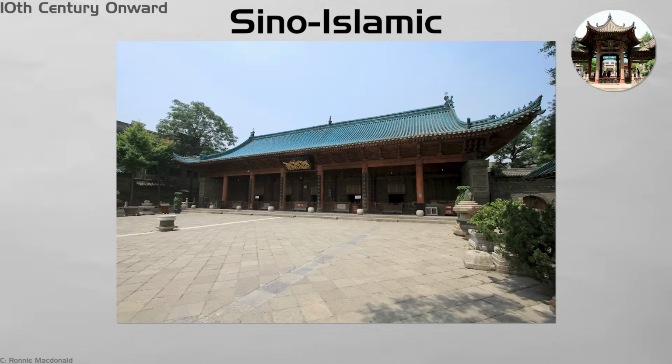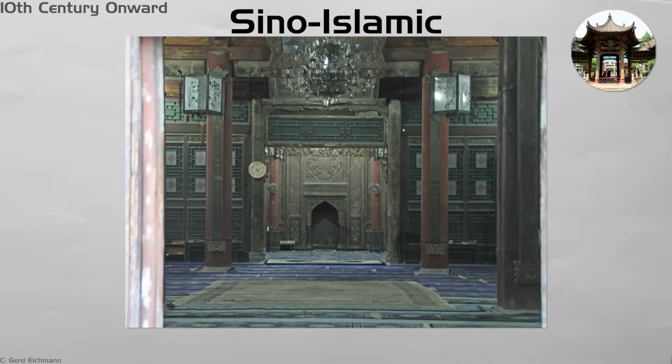The Great Mosque of Xi'an, for example, looks more like a classic Chinese temple from the outside, but inside, it retains the essential elements of a mosque: a prayer hall oriented toward Mecca, and a mihrab indicating the Qibla direction. This style demonstrates Islam's adaptability to local contexts and aesthetics.